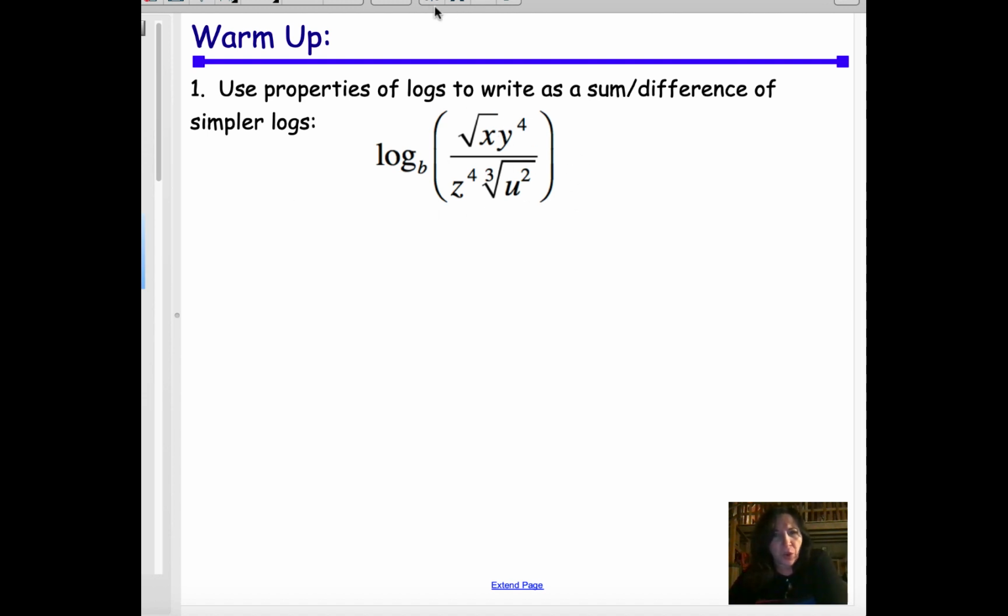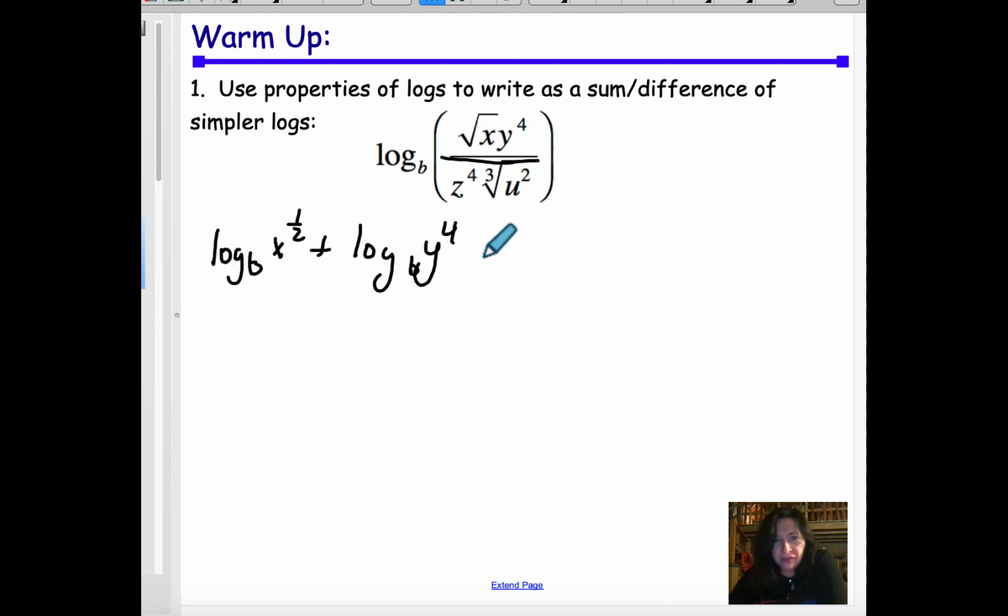And so this is just one big expression. We're going to split this up. So remember, when you do that, the log base b goes for every part of that problem. So we're going to start with log base b of x to the 1/2 power. And that's going to be plus that value, which is log base b of y to the 4th. And then we're going to see this division sign. We're going to use that and go minus. So I'm going to minus this quantity. This quantity meaning all of this in here.